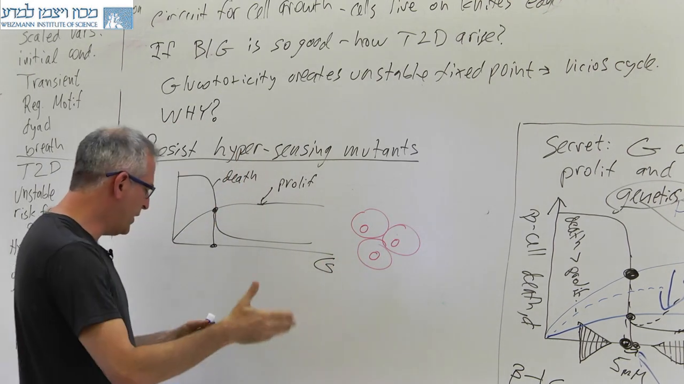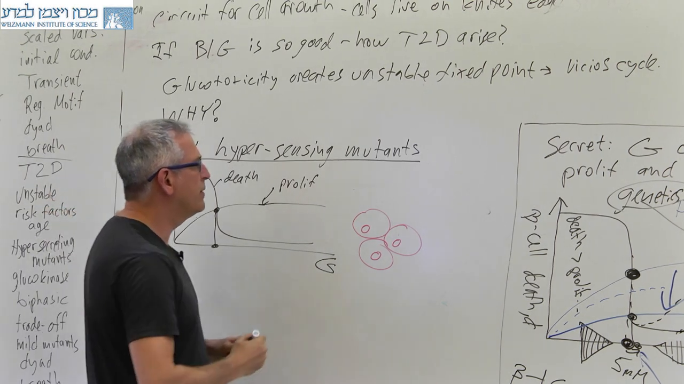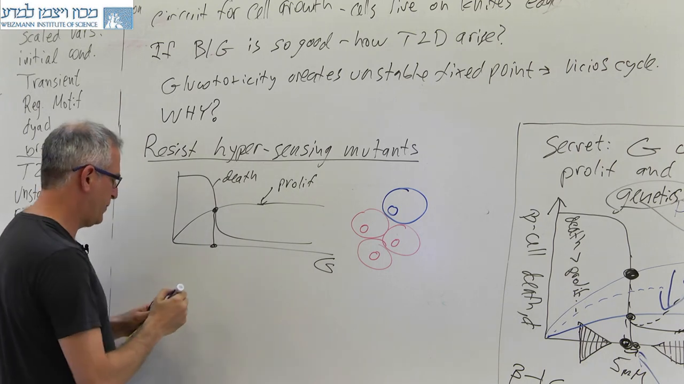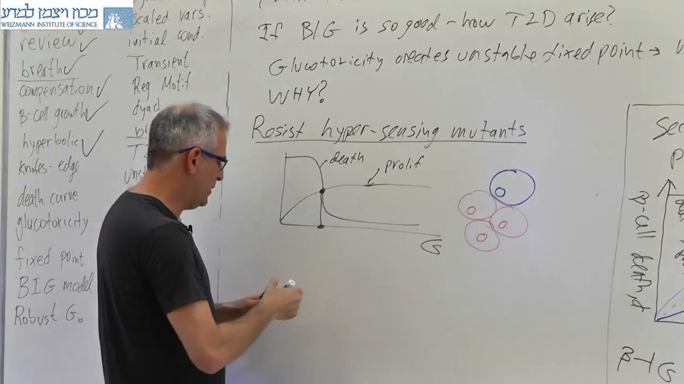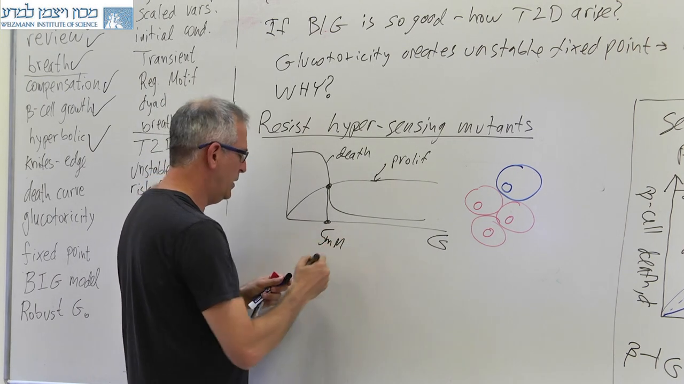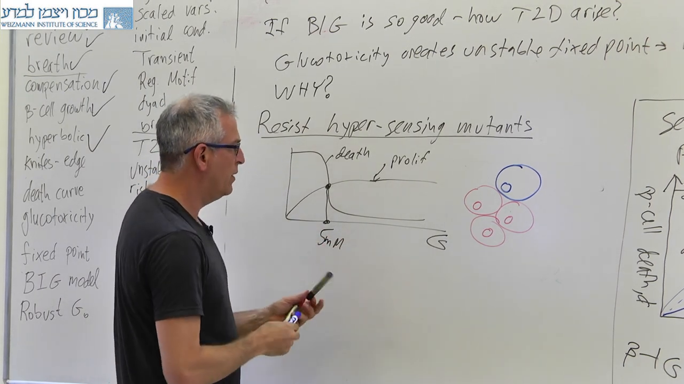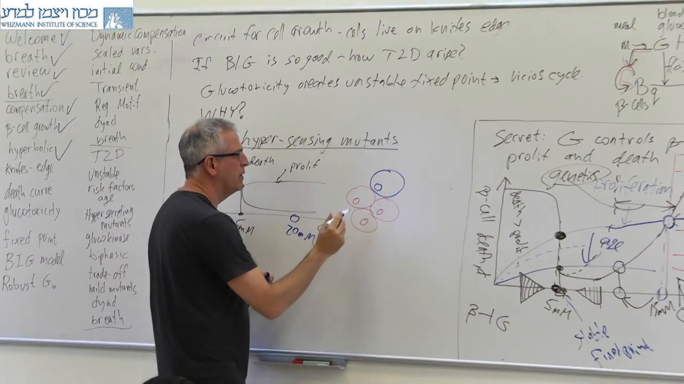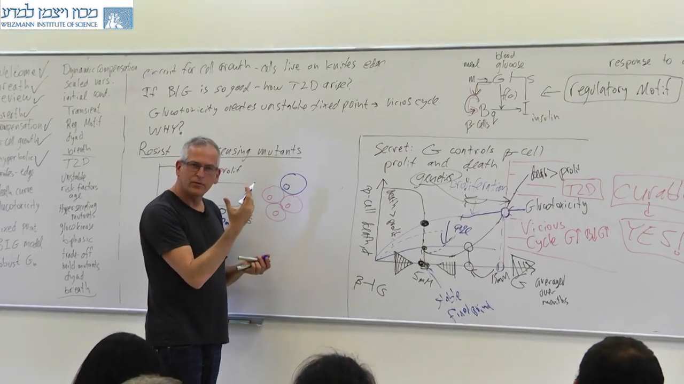And these beta cells are dividing, all of them. Then there's a mutant. This mutant, so the actual glucose concentration is 5 millimolar. This mutant thinks that it's 20. What do you mean thinks? It has a mutation in its sensors.